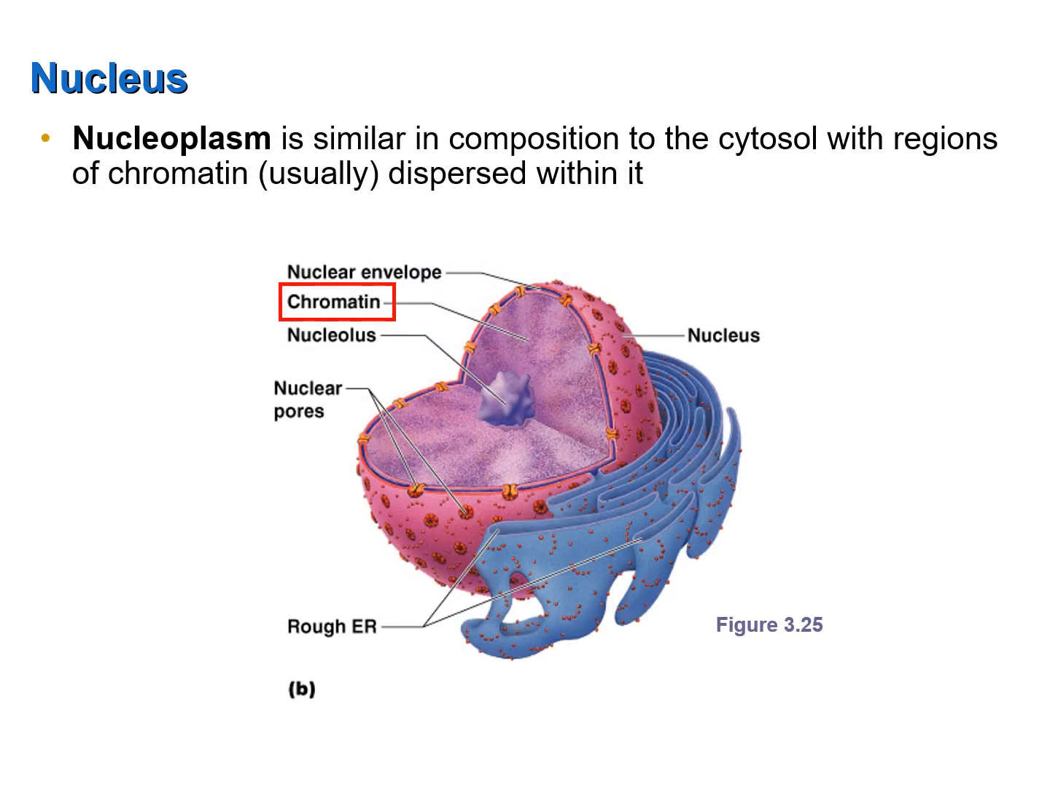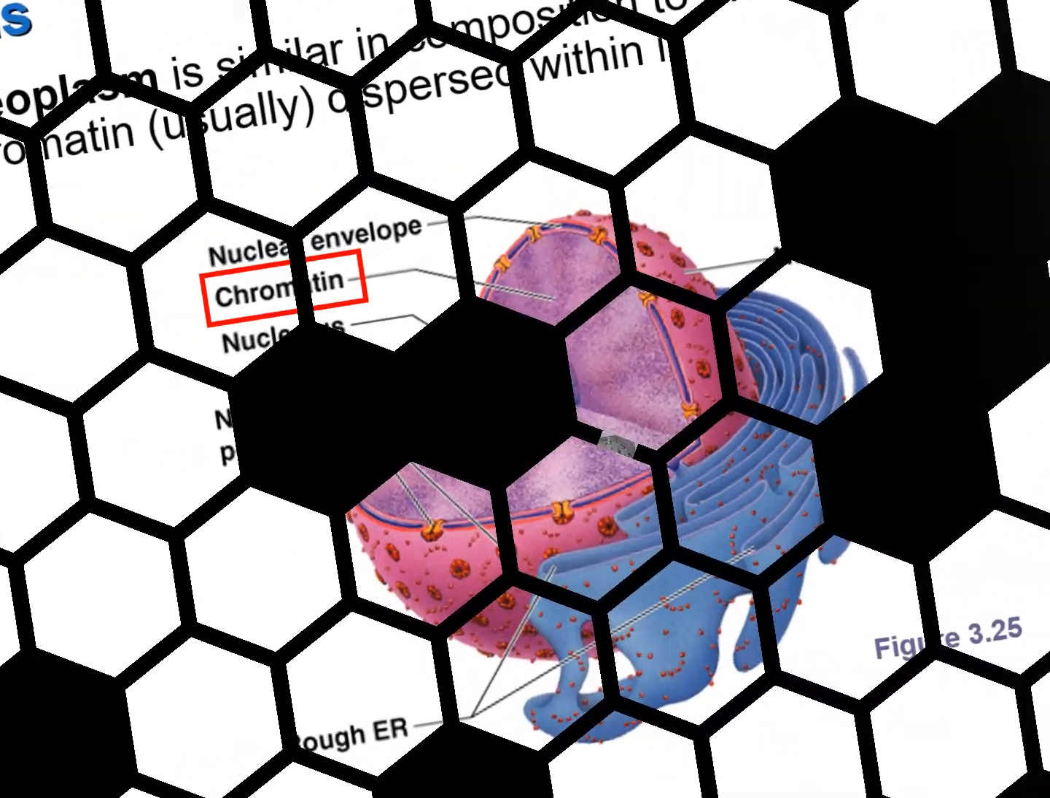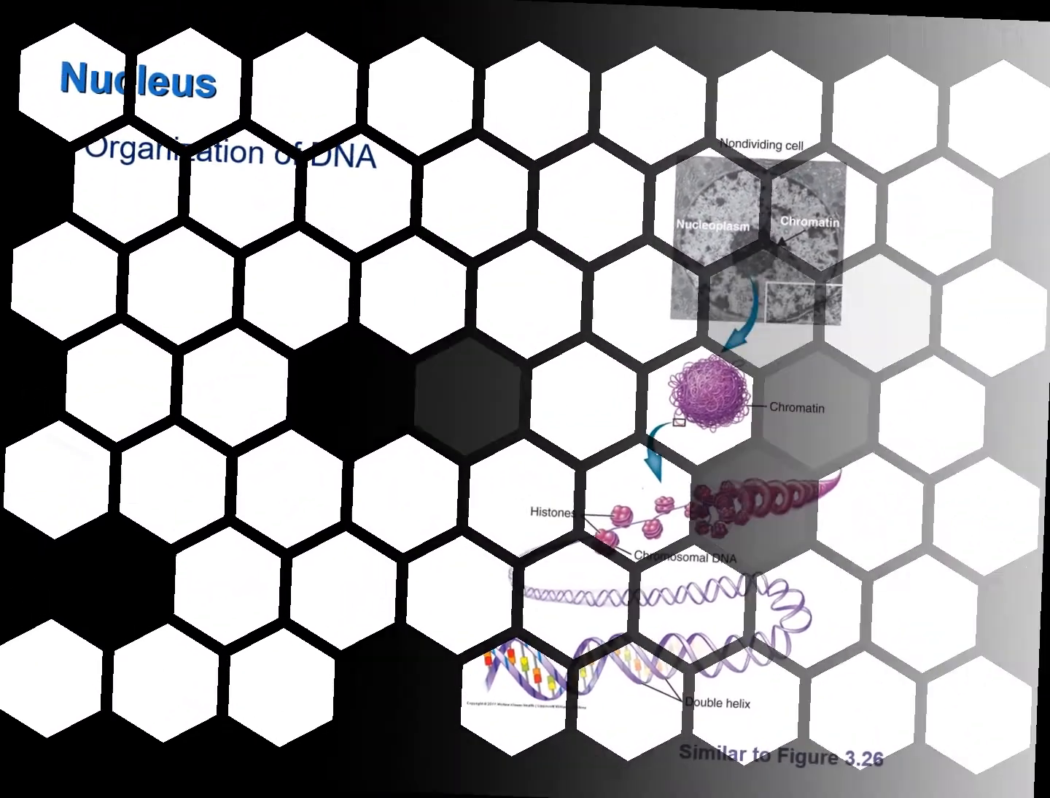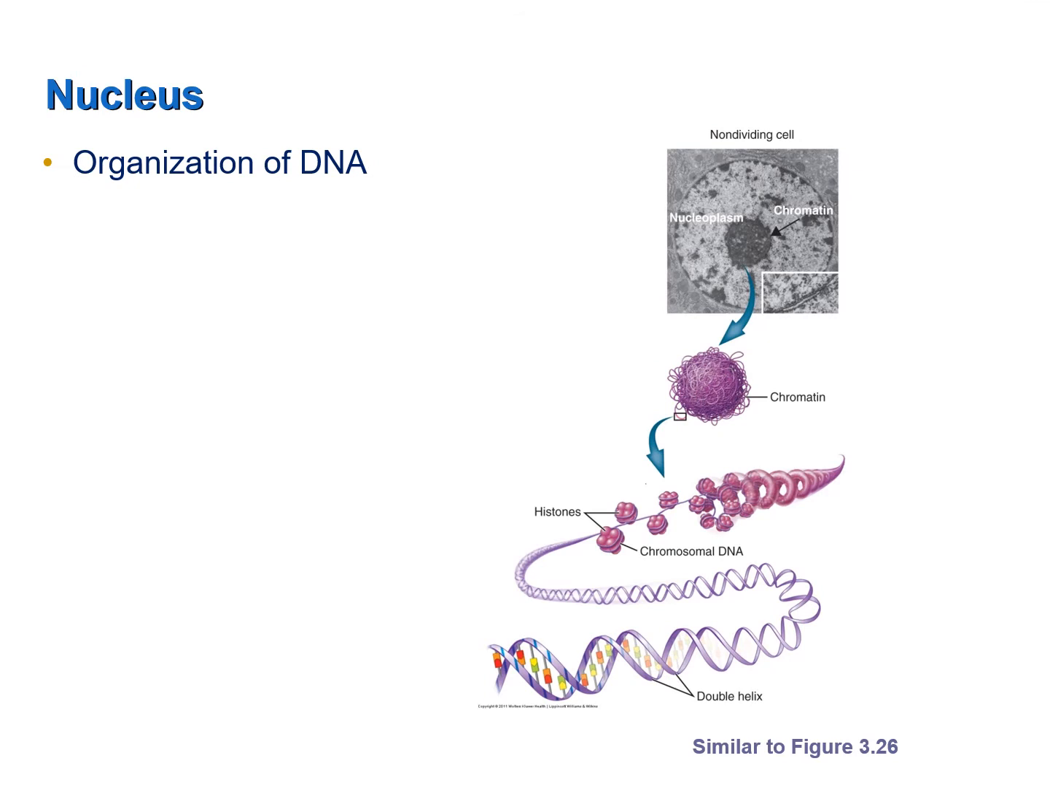Filling the interior of the nucleus is the nucleoplasm. The nucleoplasm is very similar in composition to the cytosol, with areas or regions of chromatin usually dispersed within. What is chromatin anyway? It is the form in which DNA exists in a non-dividing cell. And cells spend most of their life cycle not dividing. So usually DNA is in the form of chromatin.